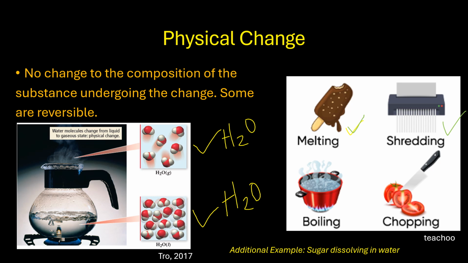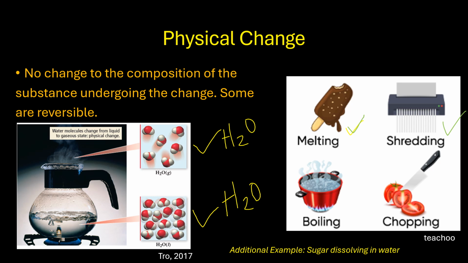For example, if I boil water, I just have to cool the water vapor and then I'm going to get my liquid water back. Or if I melt ice, if I want to get that ice back, I just have to put that water that melted in the freezer, and it will freeze back and become ice.